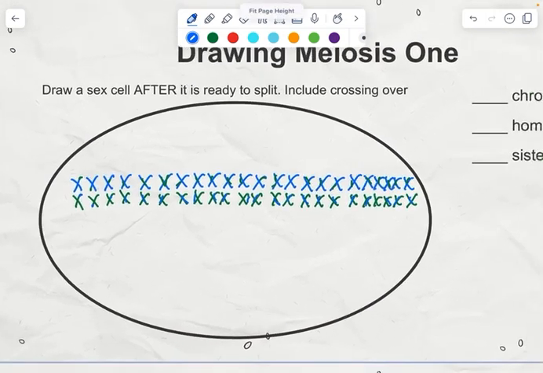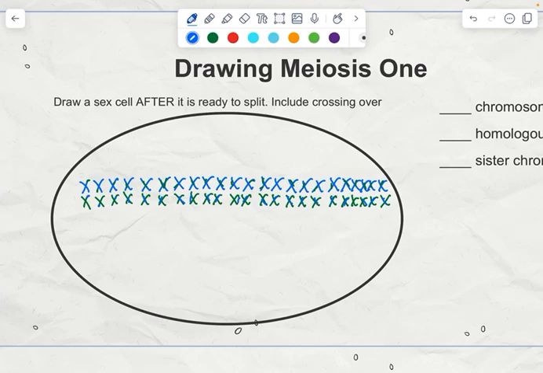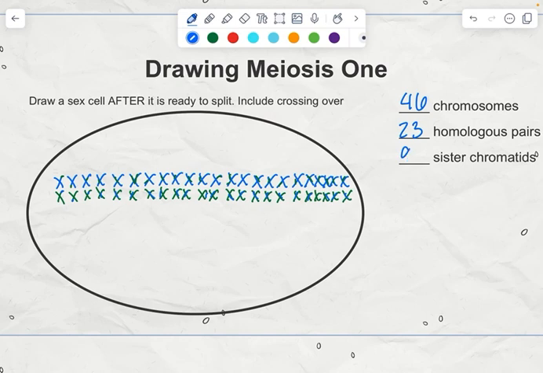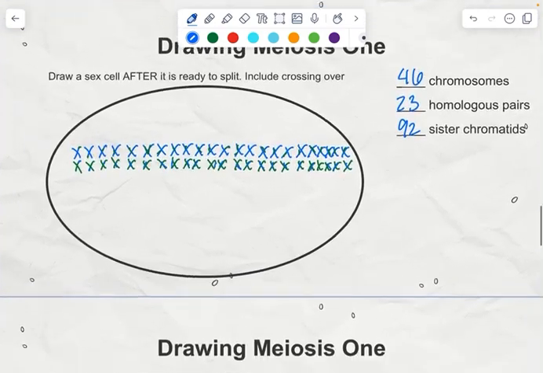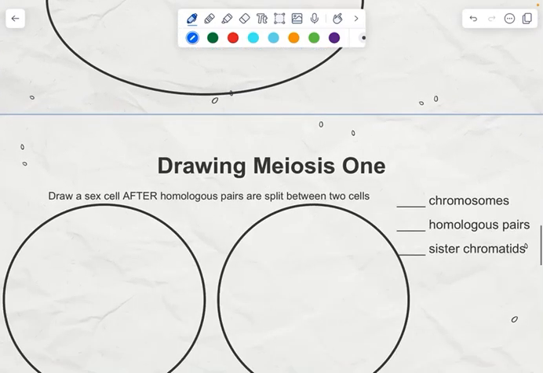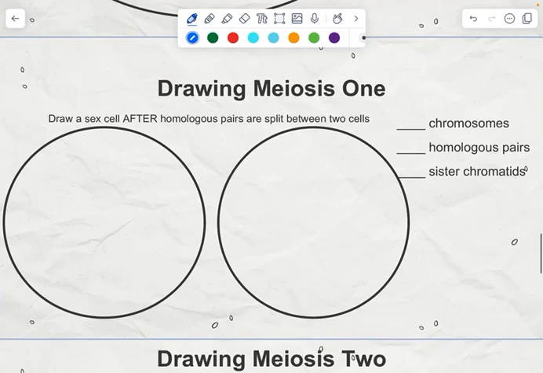All right, so now we have our genetically recombined chromosomes all together. So we still have 46 chromosomes. We still have 23 pairs, but the chromatids have duplicated, so now we have 92 sister chromatids. But remember, the sister chromatids do not separate yet. The homologous chromosomes separate. So we would draw that like this.